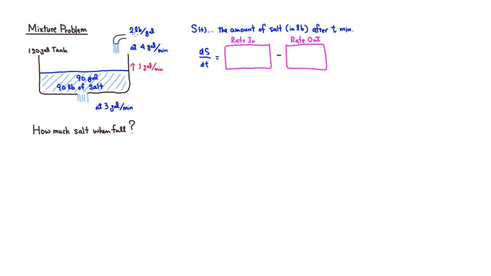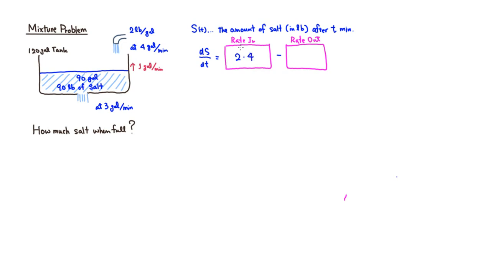So the solution is 2 pounds per gallon, and it's poured at the rate of 4 gallons per minute. So we can just multiply these together. So it's going to be 8 pounds per minute. This is simply 2 times 4.